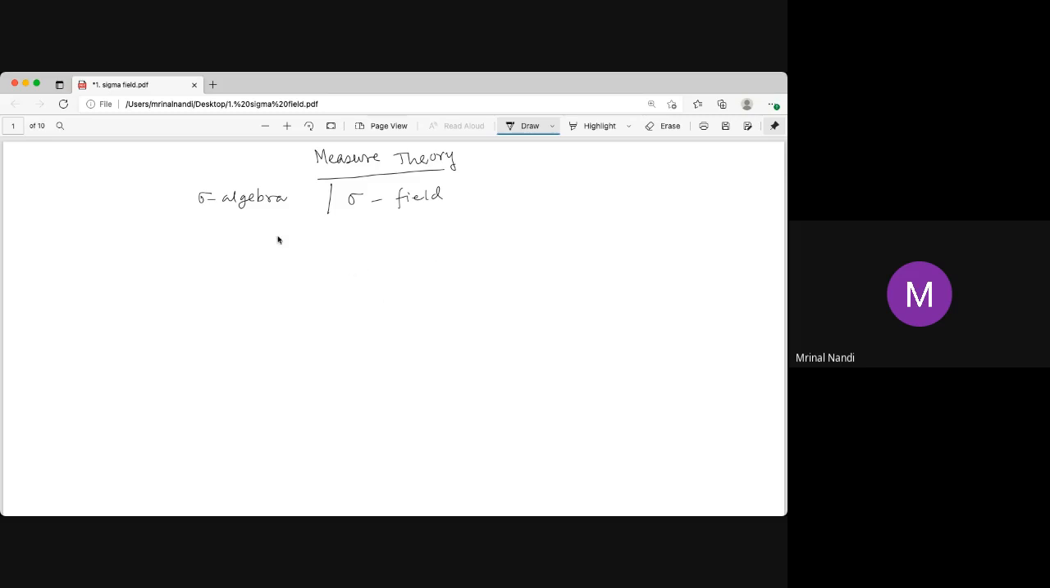So before going to sigma-field or sigma-algebra, I will discuss some very simple notations. What are the basic notations in set theory? The notations in set theory are very important, so we need some notations.